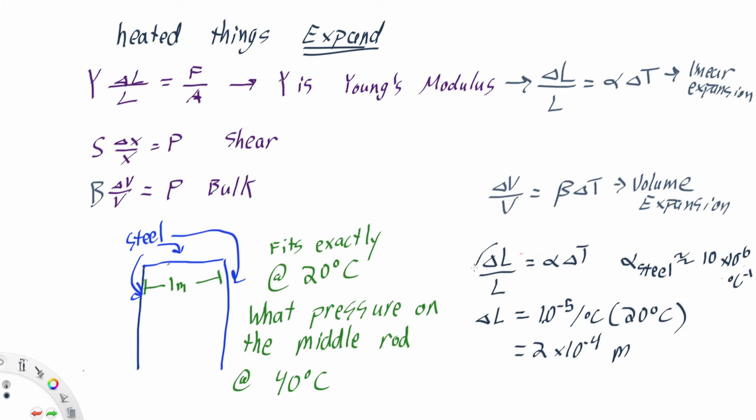Very frequently, though, at least in physics and engineering, we're only concerned with the fractional change. So this quantity here is called the strain. So the alpha is 10 times 10 to the minus 6. So 10 times 10 to the minus 6 is just 10 to the minus 5.